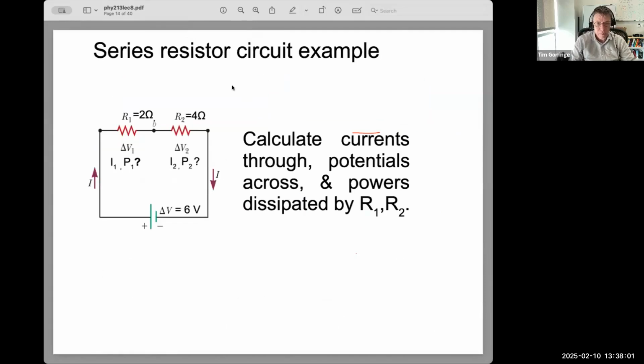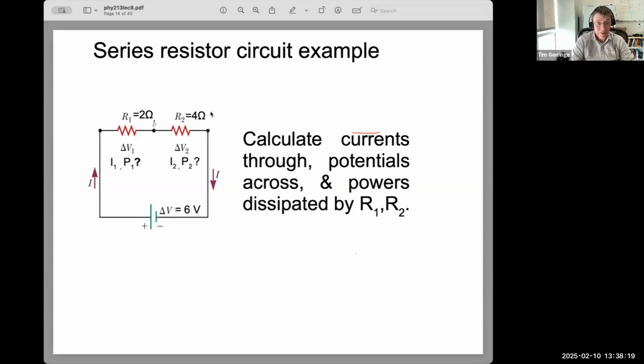Let's look at a quick example of series resistors, a circuit involving series resistors. Here we are. We've got a 6-volt battery downstairs here on the bottom left. We've got two resistors in series upstairs here. On the left-hand side, R1 is 2 ohms. On the right-hand side, R2 is 4 ohms.